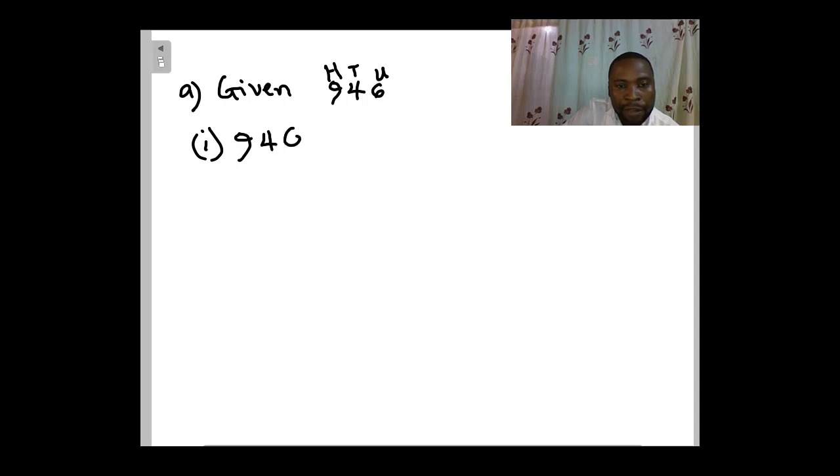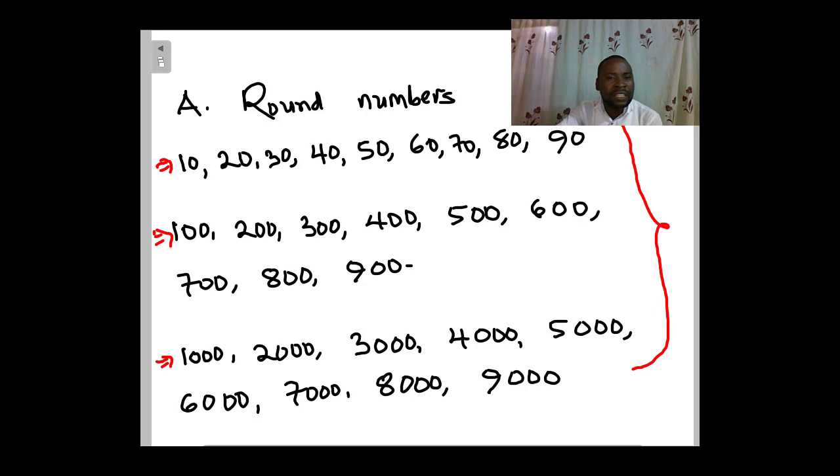So if we have 946 and we are to round this number to the nearest 10, see what we're going to do. Go back to your list of tens. Do you remember your list of tens? Look at it here. We have 1 ten, you have 2 tens, you have 3 tens, you have 4 tens, like that.